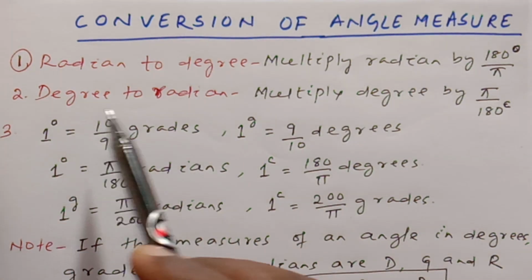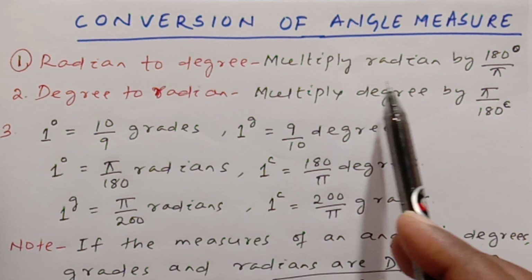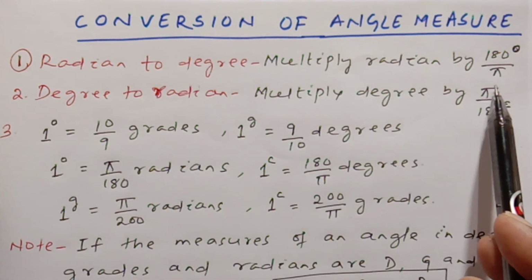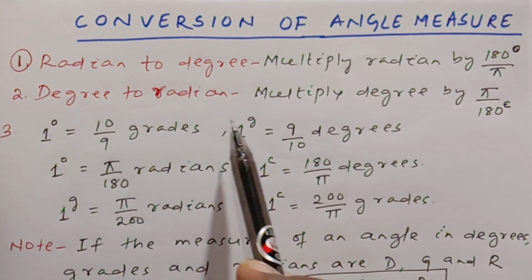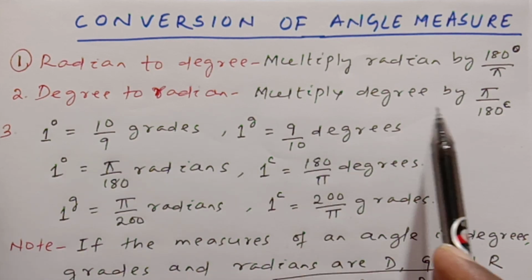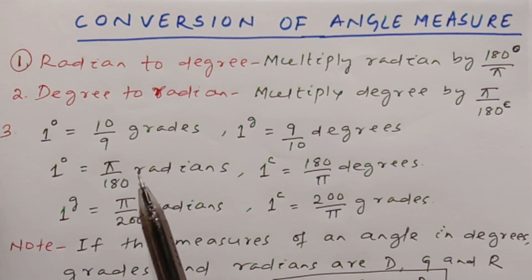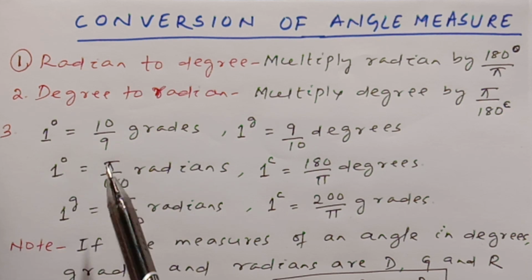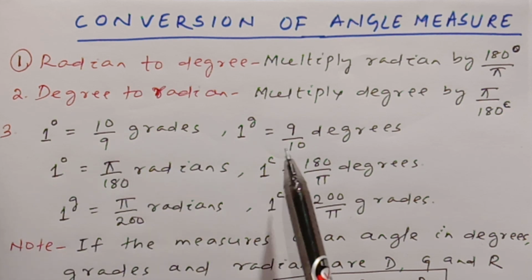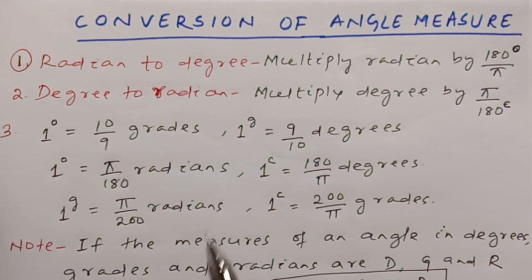First is radian to degree. If you want to convert radian to degree, then multiply radian by 180 by pi degree. If you want to convert degree to radian, then multiply degree by pi by 180 radian. Then is the relation between degree and grade. 1 degree is equal to 10 by 9 grade, and 1 grade is equal to 9 by 10 degrees. I have already discussed all this, but this is the gist.